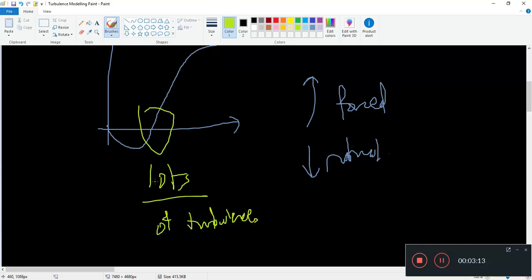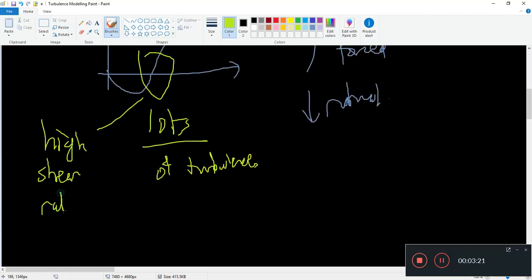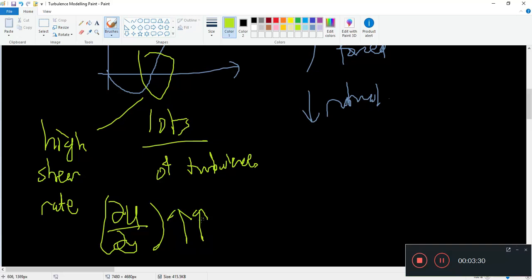Why is there lots of turbulence? Because of the high shear rates. What does a high shear rate mean? It means this del U del Y is very, very big, and this tends to generate lots of turbulence. And as you know, the more turbulence you have, the much higher the increase in heat transfer because of the turbulent transport of heat.